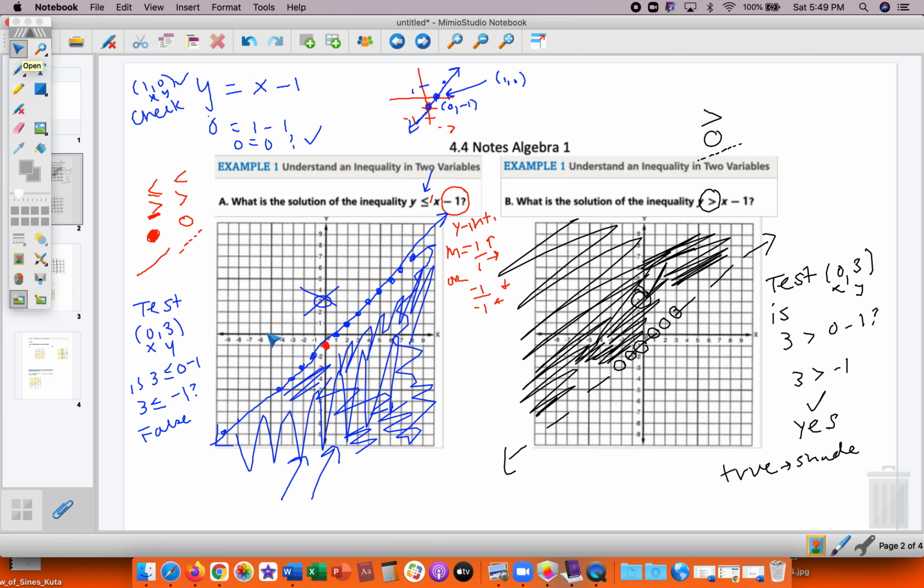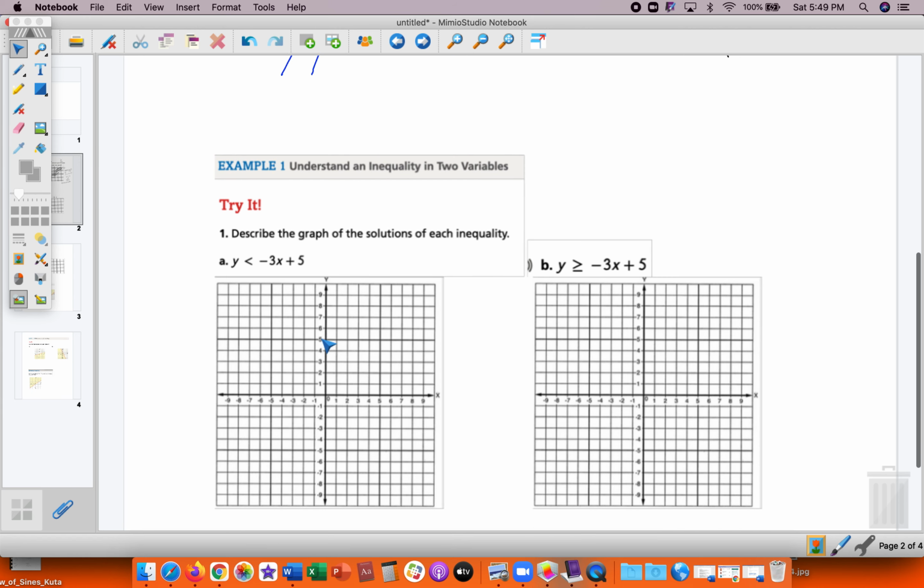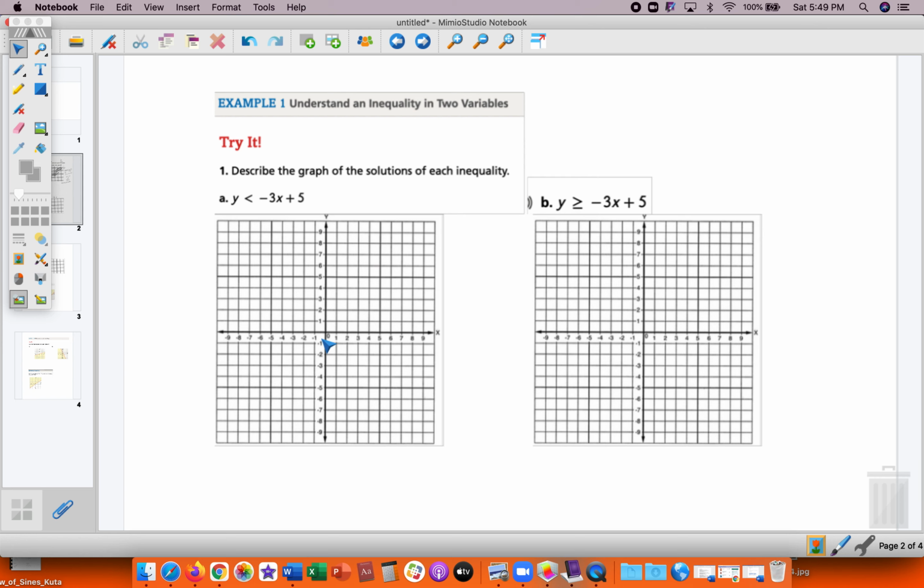Let's look at the next ones. Describe the graph of the solutions of each inequality. So let's draw the graph. We know we have a y-intercept at 5. Our slope is -3. Now, because of our inequality symbol, it just says less than. So we're going to do open circles on our bound, and we're going to do a dotted line. So let's do an open circle on the y-intercept of 5.